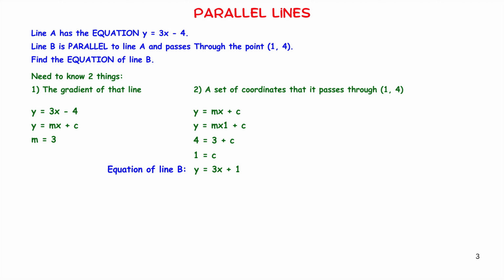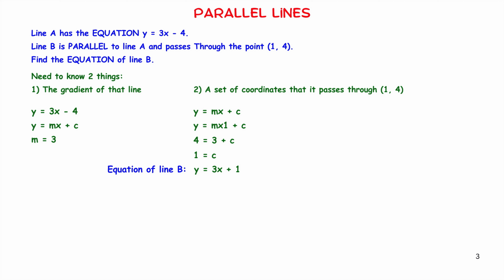So first of all, the main thing to remember with questions like this is that in order to find the equation of any line, in this case line B, we always need to know two things. One is the gradient of that line, and the other is a set of coordinates that the line passes through. In this case, we already know the coordinates because they tell us in the question that it passes through the point (1, 4). So all we need now is the gradient of the line. They don't tell us the gradient directly, but they do tell us that line B is parallel to line A, which means that both lines have the same gradient. So if we can find the gradient of line A, that will also be the gradient of line B.